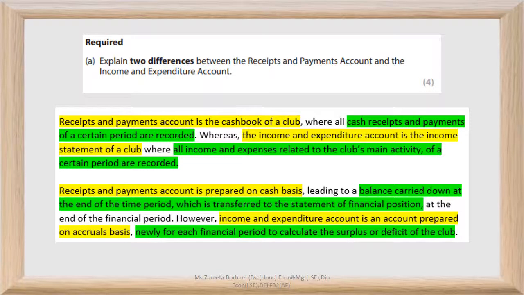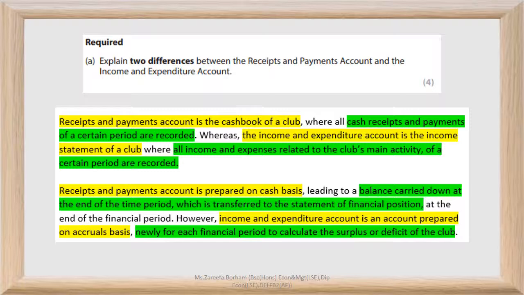Here is a sample answer for this. Receipts and payments account is the cash book of a club, where all cash receipts and payments of a certain period are recorded, whereas the income and expenditure account is the income statement of a club, where all income and expenses related to the club's main activity of a certain period are recorded.